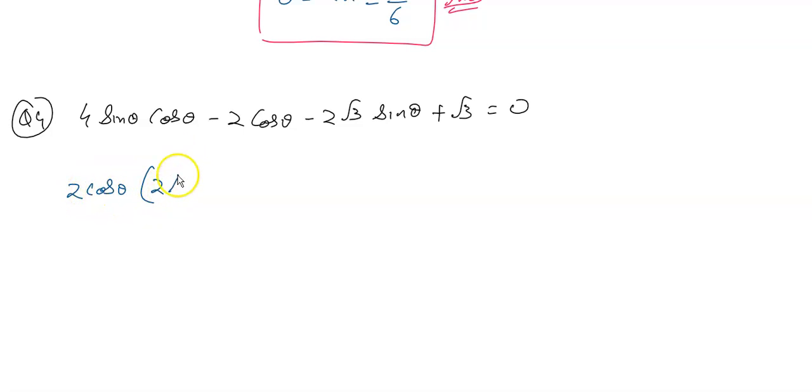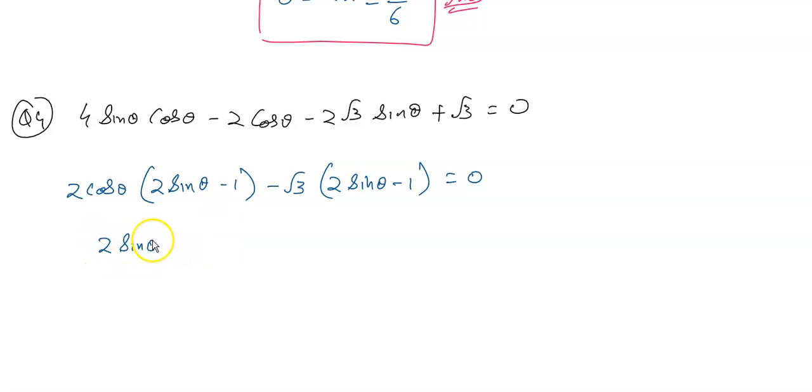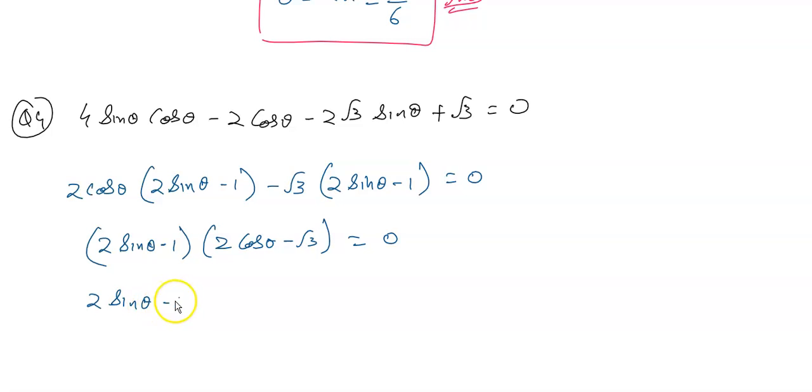So this will be 2 sin theta minus 1, and from the last two terms we can take minus root 3 common. So this is 2 sin theta minus 1 equal to 0. So (2 sin theta minus 1)(2 cos theta minus root 3) is equal to 0. So this implies that either 2 sin theta minus 1 is equal to 0 or 2 cos theta minus root 3 is equal to 0.